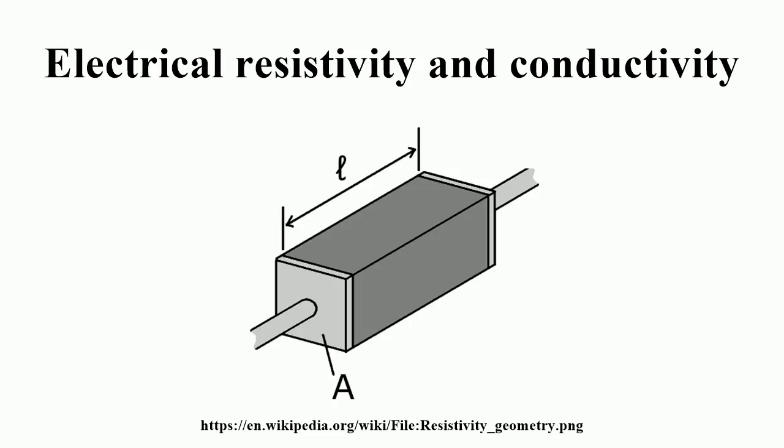As an example, if a 1 meter by 1 meter by 1 meter solid cube of material has sheet contacts on two opposite faces, and the resistance between these contacts is 1 ohm, then the resistivity of the material is 1 ohm-meter.